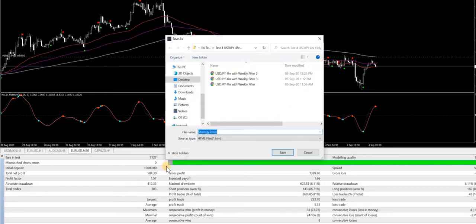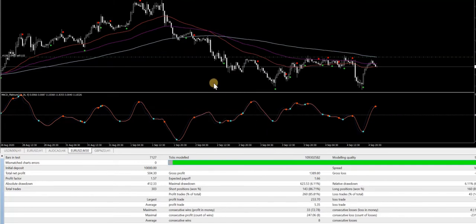Bring that up. Now you can see my list here. I've already got the other three in there. I'll just add this one, USD JPY, 4-hour with weekly filter, and number 4. So save to that. All right, so it's printed somewhere else. I'll see if I can bring it up for you. Let's have a look. I'll just pause the video for a sec.